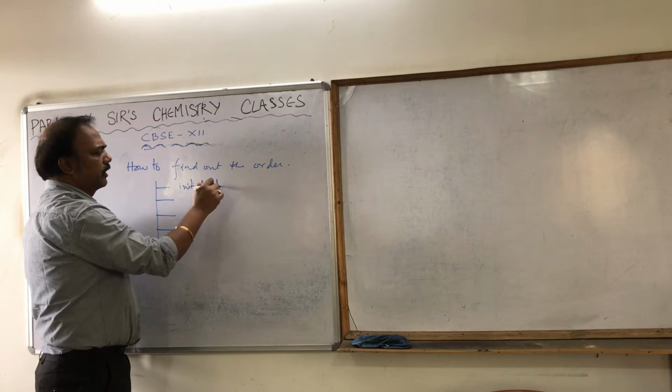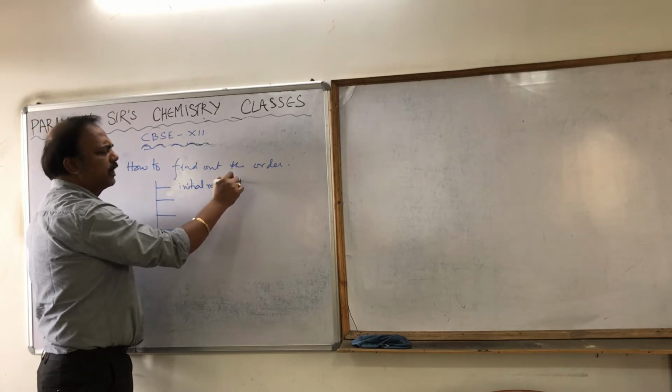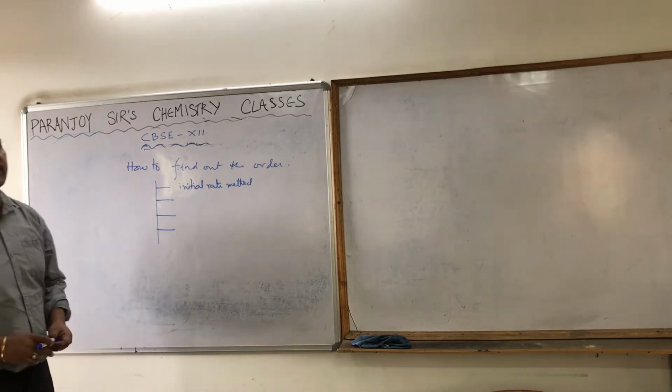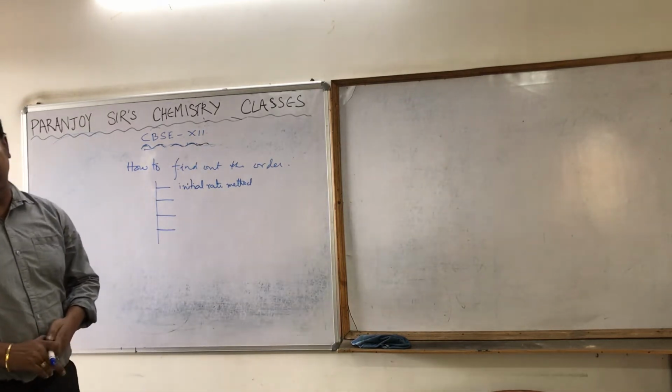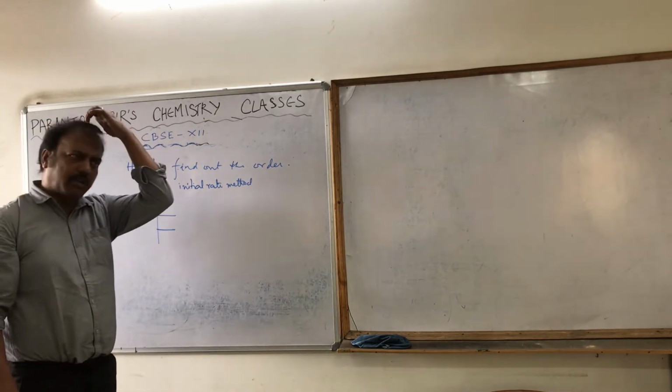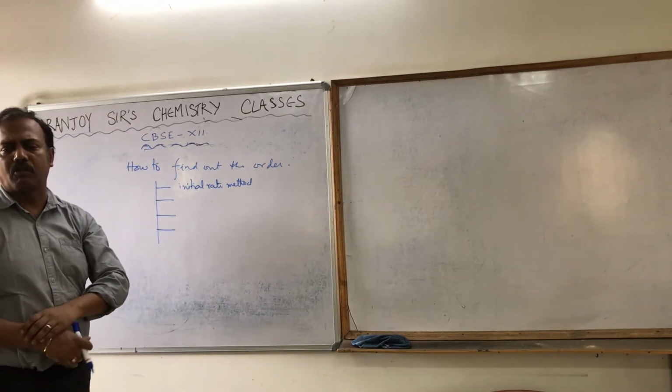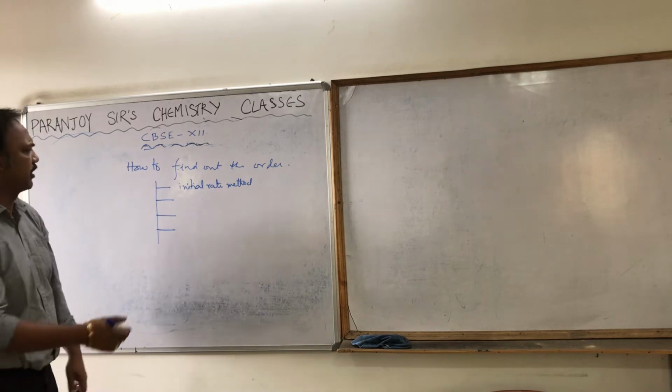Okay. The first method is named the initial rate method. I am not going to explain that. No need also. Just know the name. By this method, we can find out the order of a reaction. But this method is not very widely applicable. It's not that it can be used in all types of reactions.